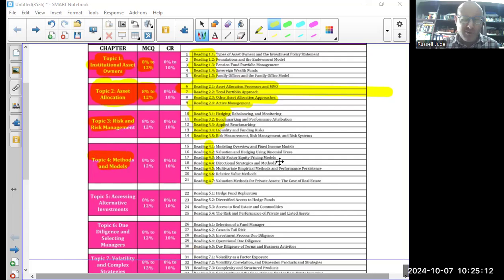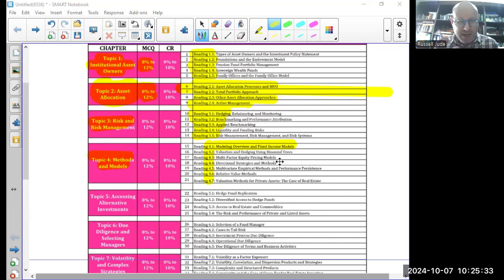Are there any real changes here, things that you haven't seen in 2024? Not really. They're quite similar to what they were in 2024. But you'll start to see over here modeling overview and fixed income models. We didn't see that in 2024. Well, you did really, it was under the topic called models with a different name.